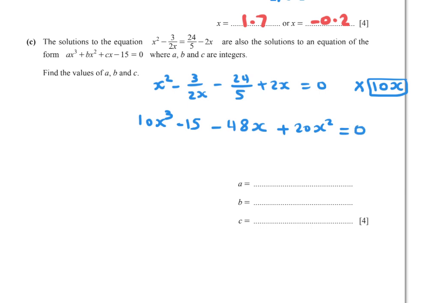Now you can arrange: 10x power 3 plus 20x power 2 minus 48x minus 15 equals 0. Now compare this one with that one. So a equals 10, b equals 20, c equals negative 48.